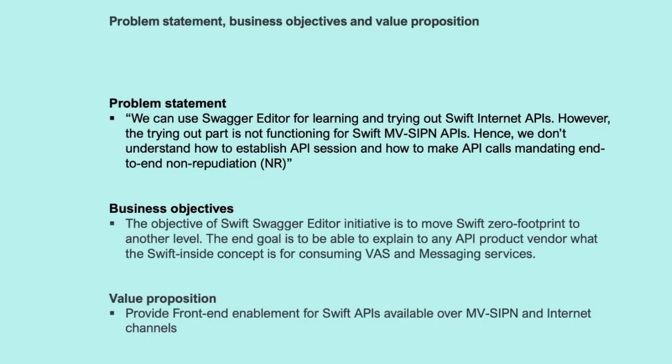So the business objective of the entire initiative is to explain to the business audience and API product vendors what it means to consume MVCPN APIs from within your infrastructure, with your infrastructure geared primarily to front ends. For instance, if you are an API product vendor, or if you're a customer and you would like to integrate MVCPN APIs in your front end, what does it actually mean?